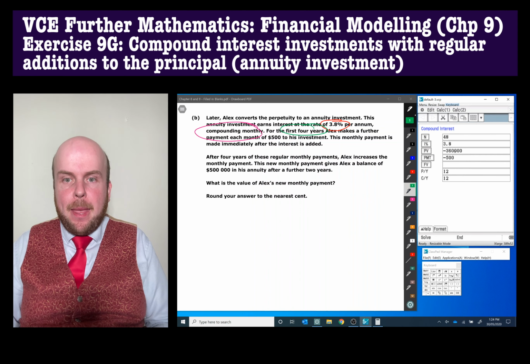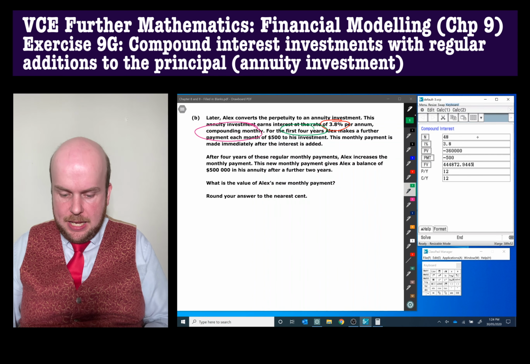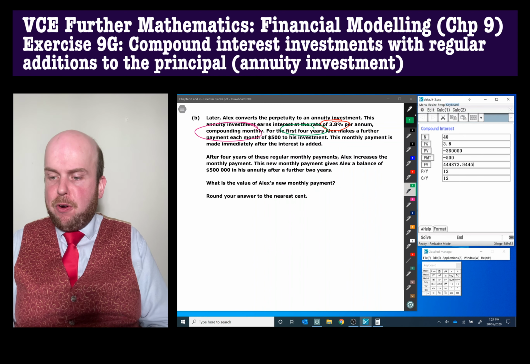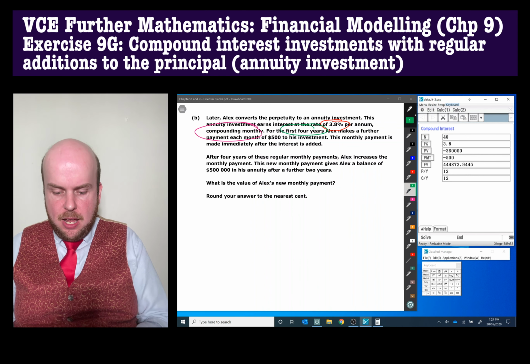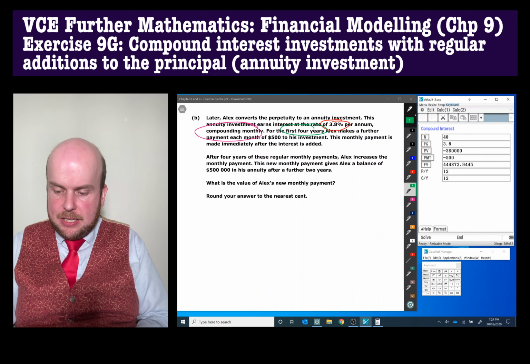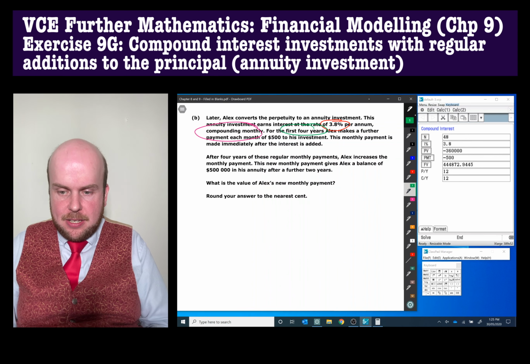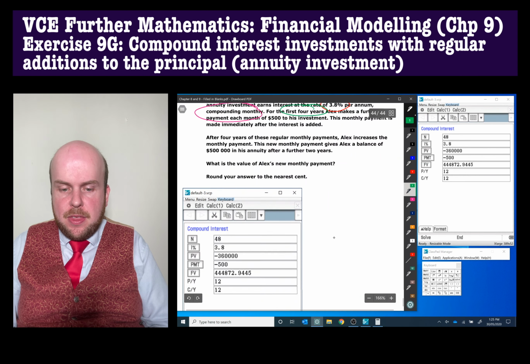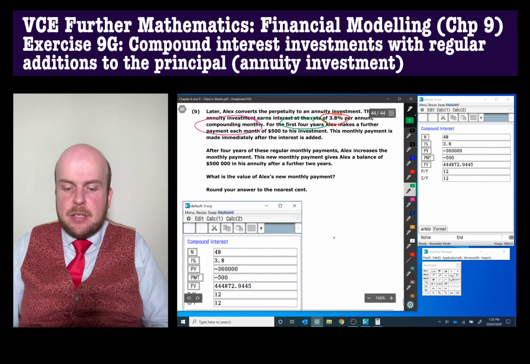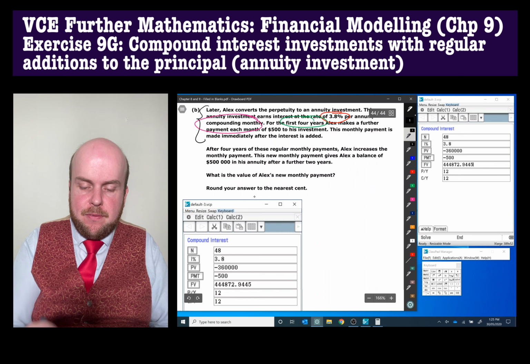So that's part one. So let's go and find out what the future value is. That's how much he earns after those 4 years, which is $444,872.9445. Just for part one's sake, I'm actually just going to record that so that I don't lose this piece of information. So then the next thing that I've got here, so this first paragraph is now done.